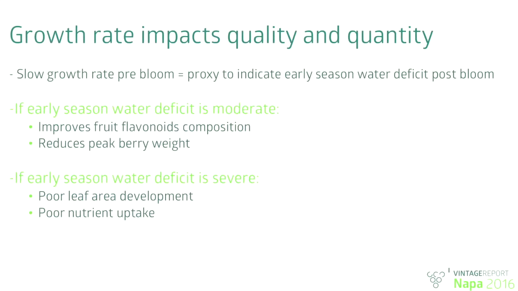immediate decisions regarding irrigation that are going to speed up a little bit the leaf area architecture. And that has a carryover effect on flavonoid composition, since modulating water deficit early season has been reported, and we'll discuss that a bit more later, as an enhancer of fruit flavonoid composition. At the same time, it also reduces peak berry weight, which may or may not be a result you are looking after. However, if early season water deficit is too severe, we have a poorer leaf area development with a poorer nutrient uptake, which is going to jeopardize next year's yield.